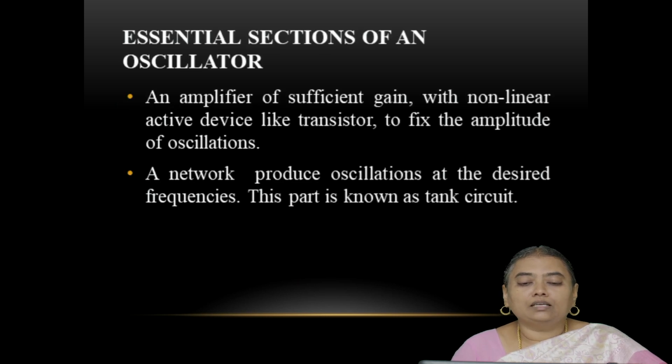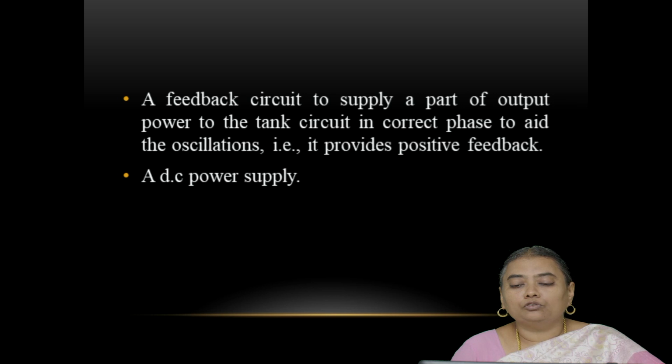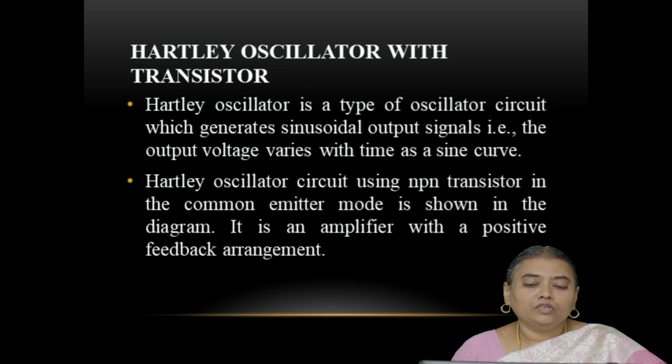Now we are going to see the essential sections of an oscillator. An amplifier of sufficient gain with a non-linear active device like a transistor to fix the amplitude of the oscillations. A network that produces oscillations at the desired frequency. This part is known as the tank circuit. A feedback circuit to supply a part of the output power to the tank circuit in correct phase to aid the oscillations. That is, it provides positive feedback. A DC power supply.